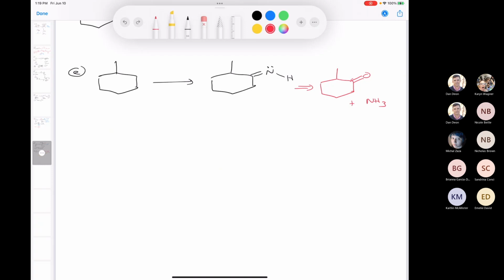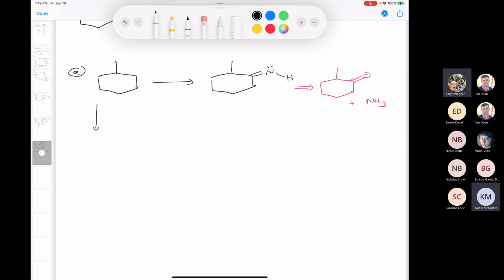Thus, the question becomes, how do I get from methylcyclohexane to the ketone? For my first reaction with my methylcyclohexane, does anybody have any ideas what would be a good first reaction here? Bromine with light. Absolutely. It's the only option, isn't it? Even if you were stuck on a quiz, if you're ever given a hydrocarbon, you've really only got one option, right?